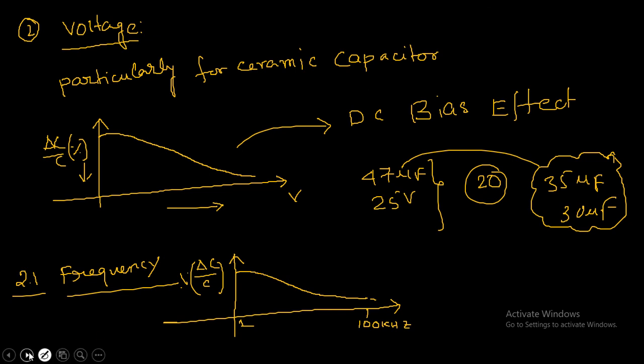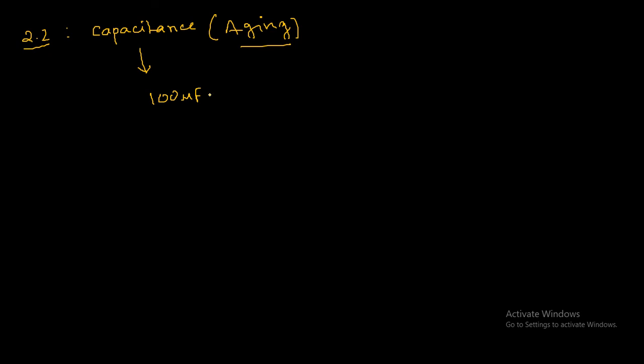There are other factors too which can influence the capacitor characteristics. So 2.2 is dependency on time, like capacitance gets changed over time due to the aging process. If capacitors are being used for a long time, it has been seen that the capacitance gets reduced. Maybe a 100 microfarad capacitor no more behaves as a 100 microfarad capacitor, rather it becomes an 80 microfarad capacitor.